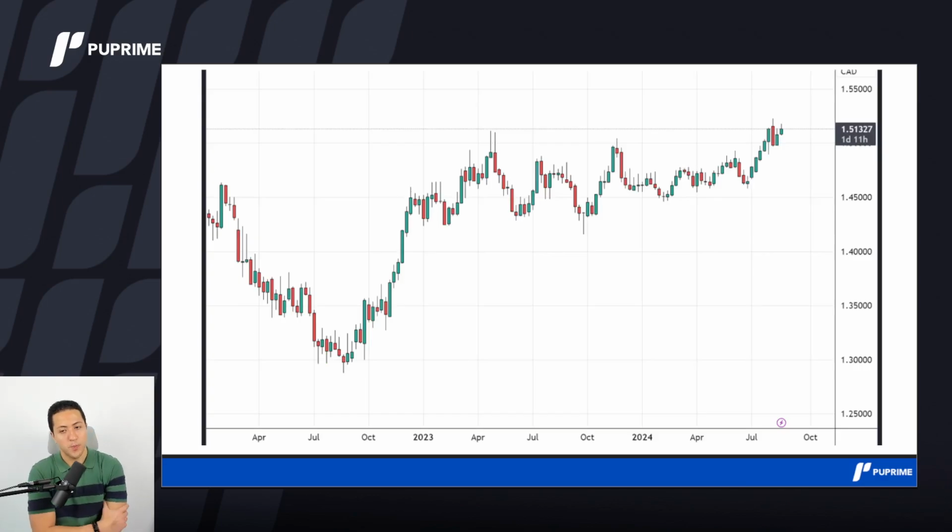Guys, where do you see explosive candles here? What you will do is you will see the chart and try to tell me roughly which month you can see some explosive candles.